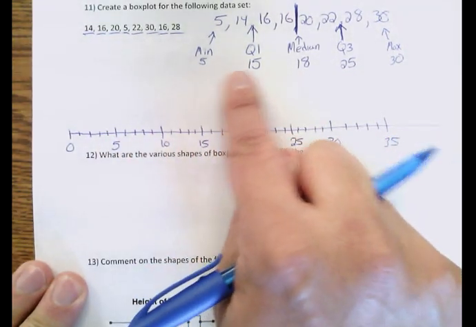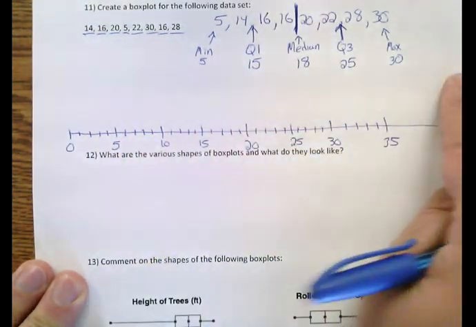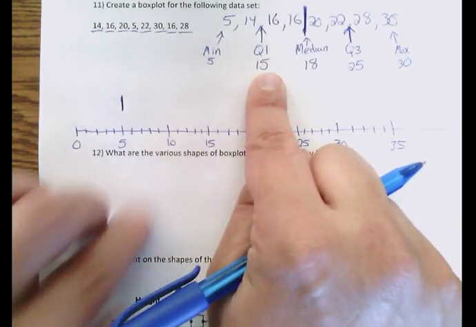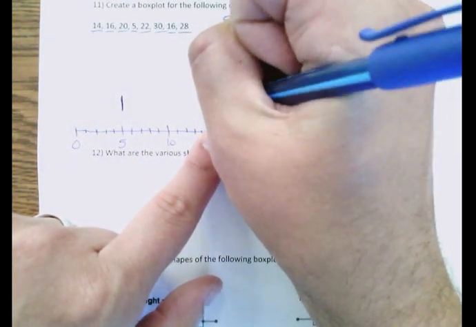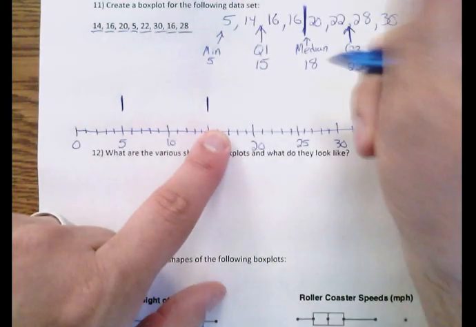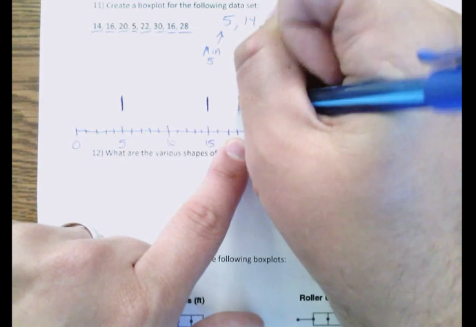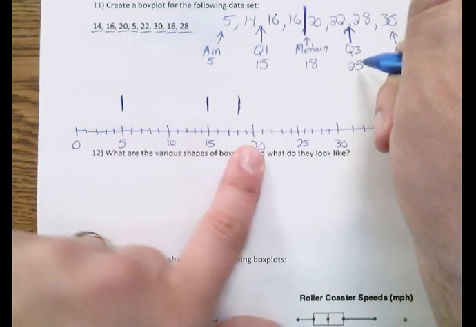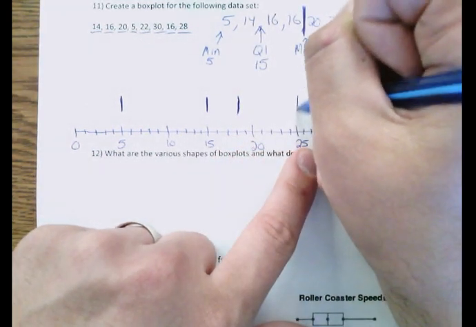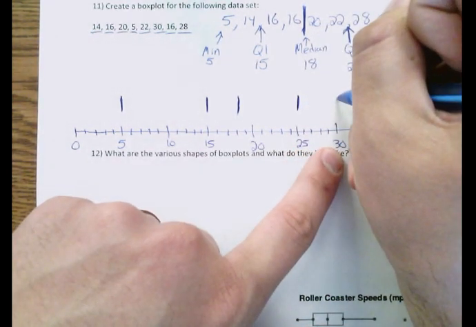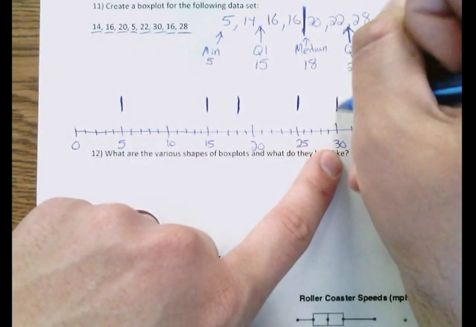So it's all about small vertical segments of these points. So 5, I'll put it right above 5. There's my minimum. Q1 needs to be at 15, which is going to be right here. Median at 18, which will be right there. Q3 at 25. There we go. Maximum at 30, which is right here.